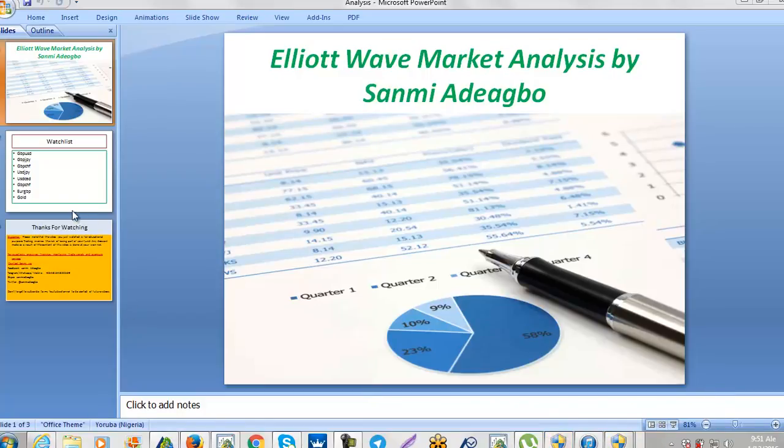I want to quickly share with you some of the things I have, some currency pairs on my watch list. I've been watching these currency pairs for some time now and analyzing them with the Elliott wave principle, Elliott wave theory. Then we can spot good trading opportunities from this analysis.